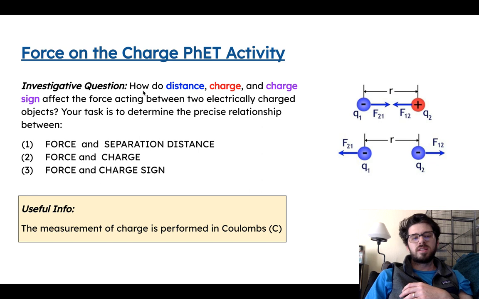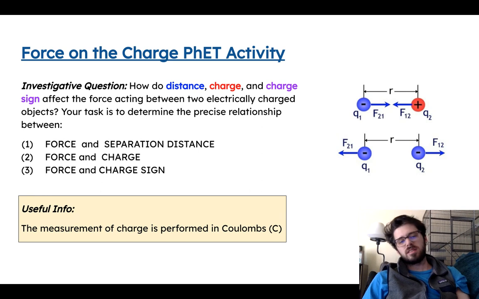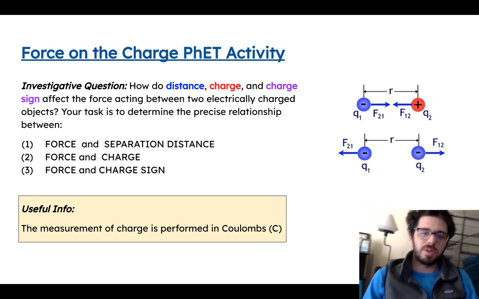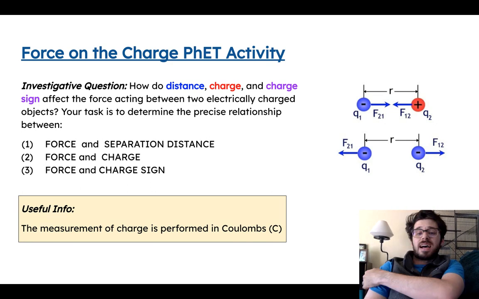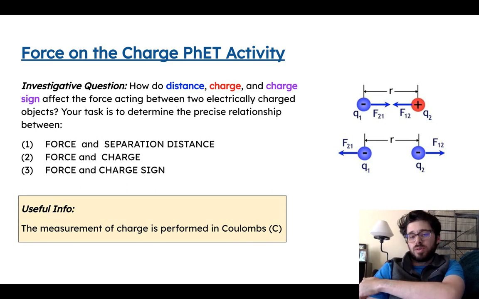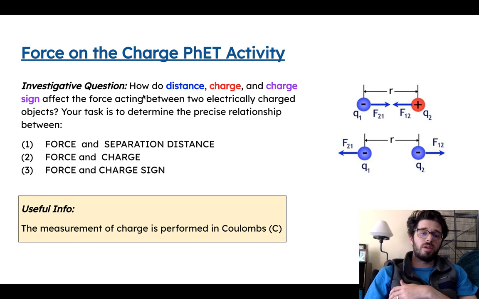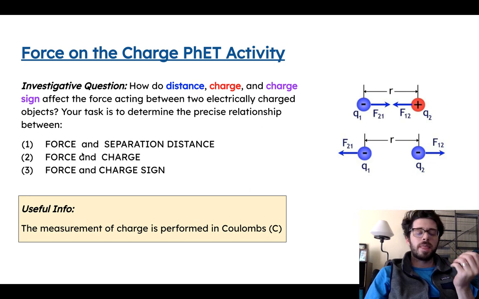And the question is, how do distance, charge, and the charge sign affect the force acting between two electrically charged objects? So your task is going to be to determine this precise relationship between the three things that I just listed: force and the distance between the charges, force and the charge, and force and the charge sign. Okay, so I have some charges right here. It's going to look very much like this.